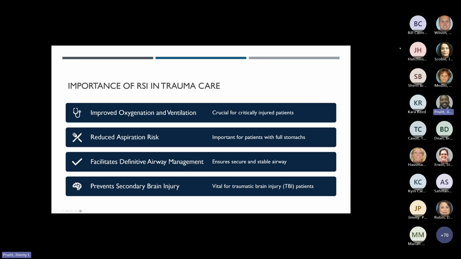The importance is to improve oxygenation and ventilation, which is critically important for our injured patients, and to reduce the aspiration risk, as I mentioned before. Unlike anywhere else, most of our patients are probably coming from a meal, so they're going to have full stomachs, unlike people who are NPO overnight and things of that nature. We're also facilitating different types of airway management to secure this, and preventing secondary brain injury, which is vital for traumatic brain injury patients.